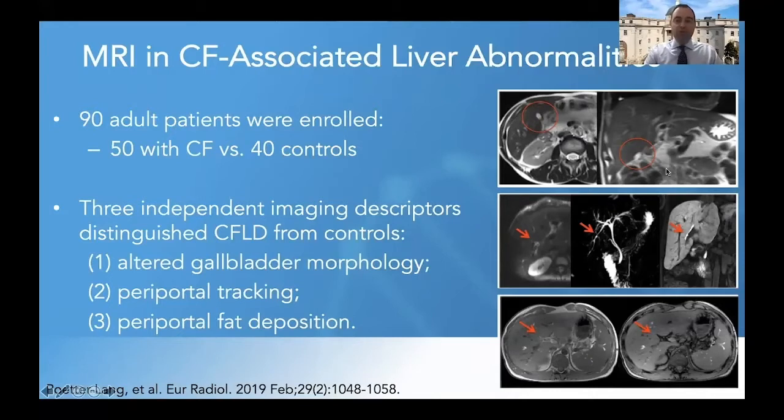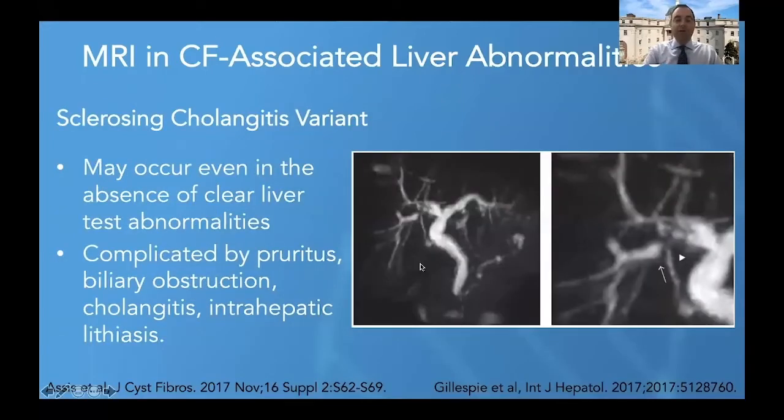These markers need to be further studied, but clearly indicate a higher risk of significant liver involvement in persons with CF. We should also highlight that there is a less common but well-described sclerosing cholangitis variant of persons with CF that may occur even in the absence of clear liver test abnormalities. However, if the strictures or narrowings of the bile ducts become significant enough and clinically relevant, that can lead to pruritus, biliary obstruction with jaundice, bacterial cholangitis, and also intrahepatic lithiasis.